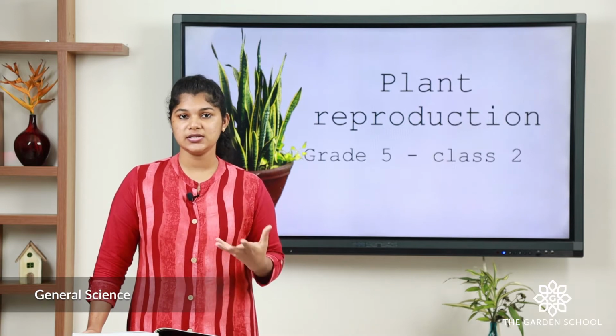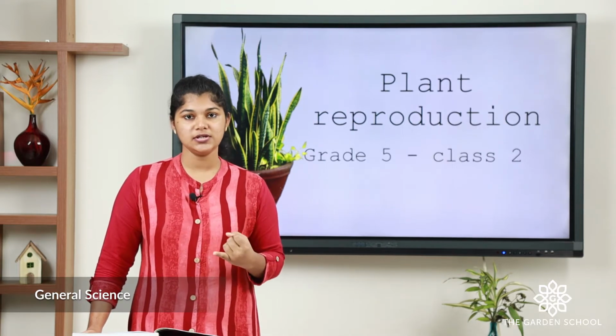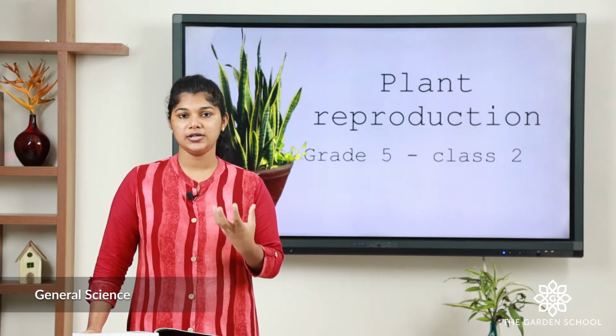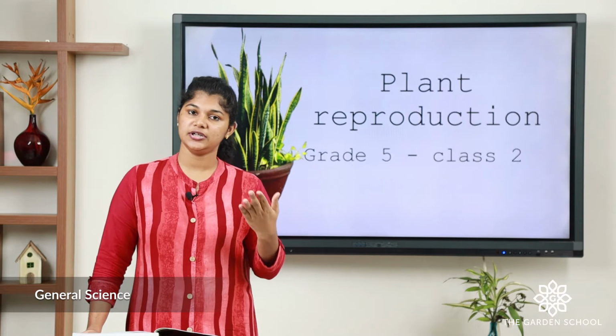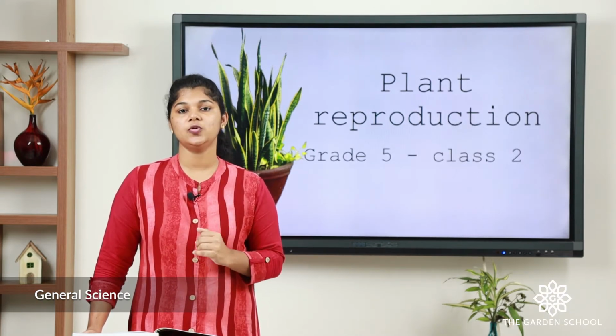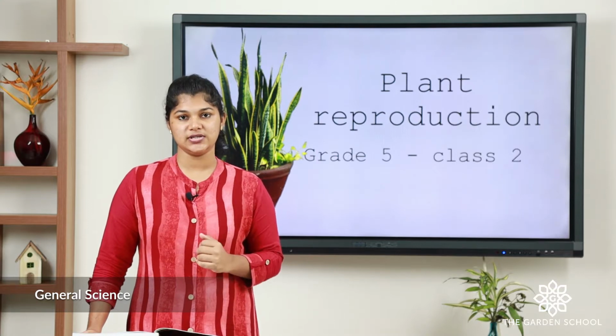So in the last class, what all have we learnt? We have learnt about the parts of a plant, the parts of the seeds, and the difference between the monocot and the dicot, right? So today we are going to learn about the germination of a seed.